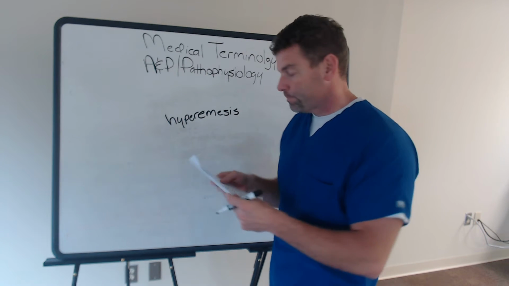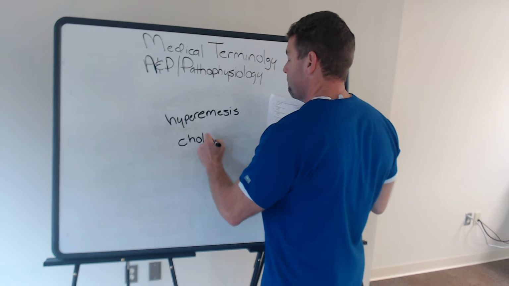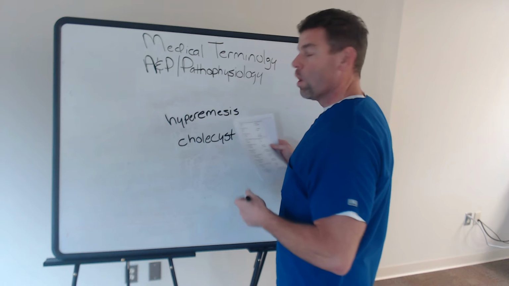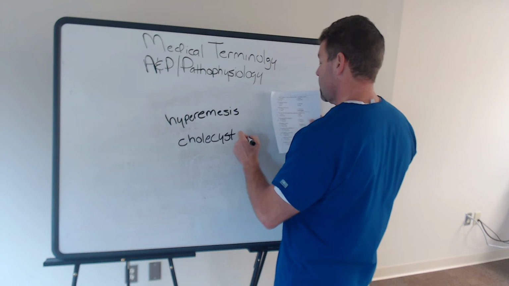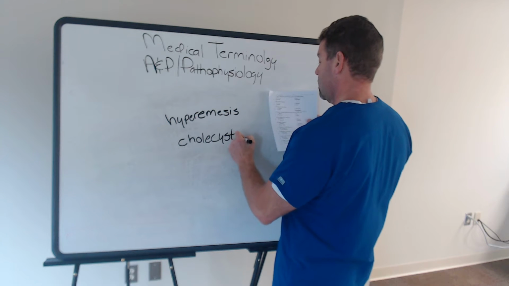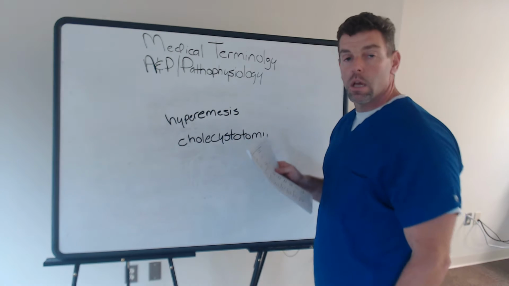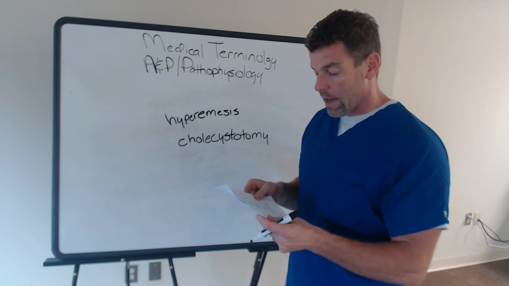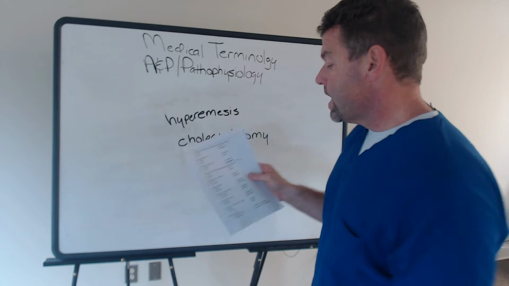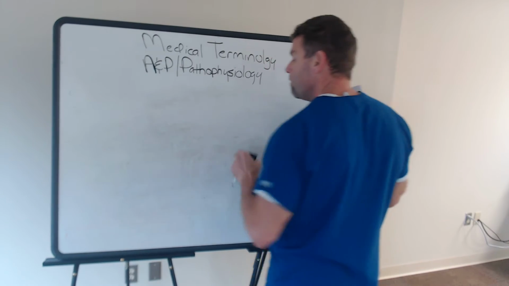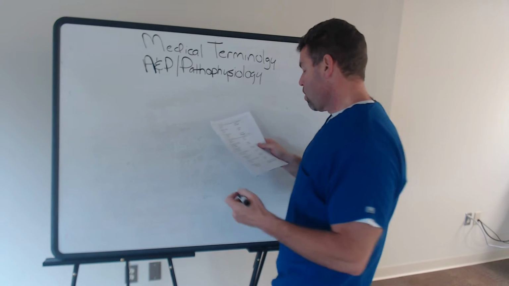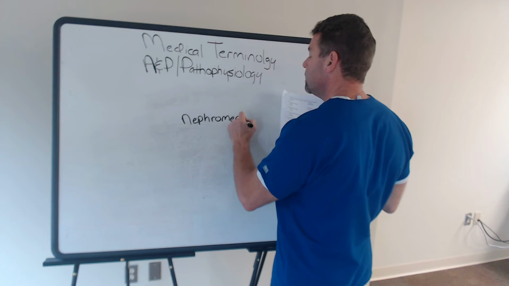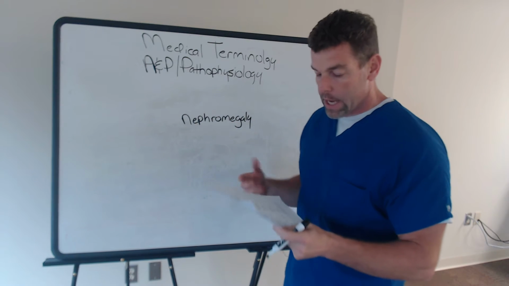Incision into the gallbladder. Cholecyst is the root word for gallbladder, and the suffix tomy means to cut into. So cholecystotomy would be to cut into the gallbladder. Enlargement of the kidney. Well, the combining form nephro means kidney, and we just said a minute ago, megaly means an enlargement. So nephromegaly would be an enlargement of the kidney.